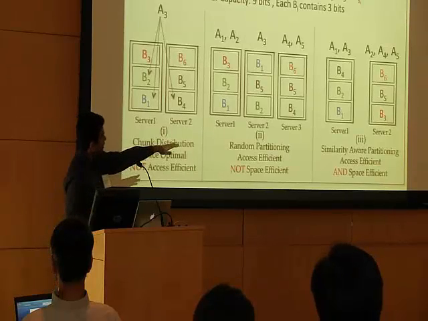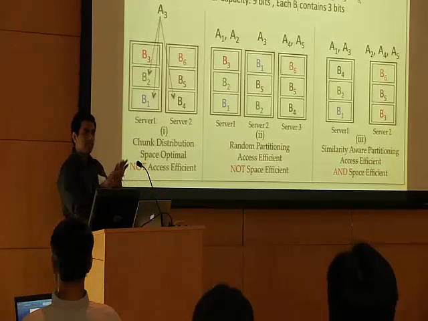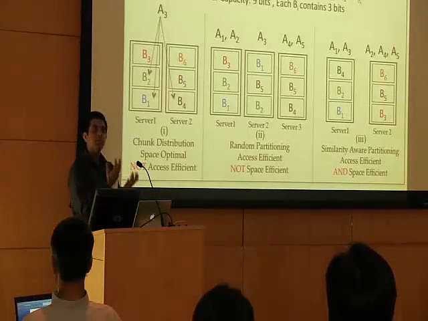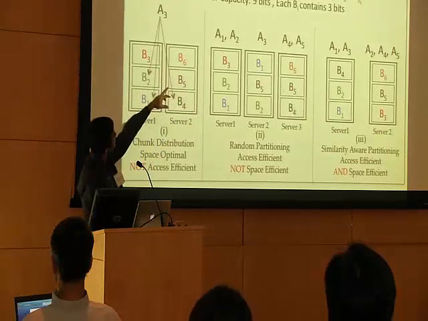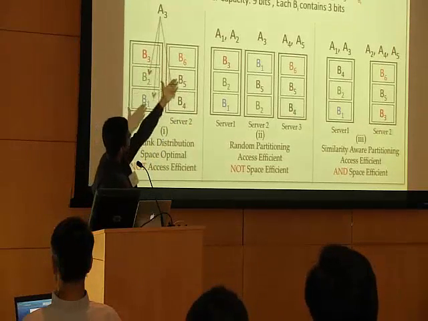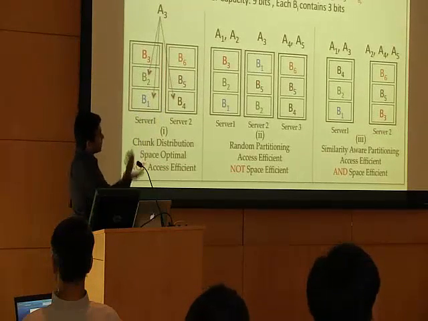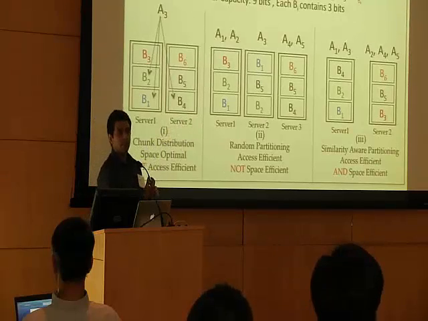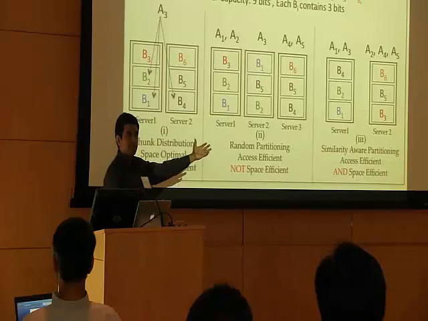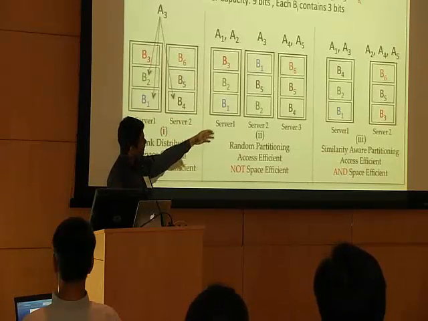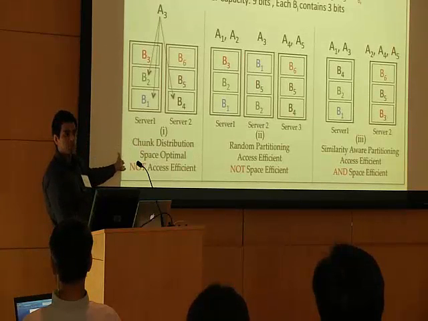So let's consider this solution, which we call similarity-aware partitioning. That is a technique that partitions the files in such a way that it keeps similar files together. In this example, A1 and A3 have a lot of similar chunks. For example, given A3, you don't need any information from A1. So it makes sense to keep A1 and A3 together and A2, A4, A5 together. By doing that, you get a solution that is again access efficient because the chunks are on the same server. But at the same time, it's also as space efficient as the first space optimal solution.